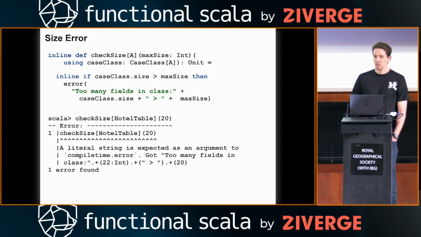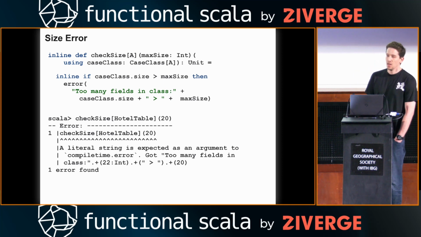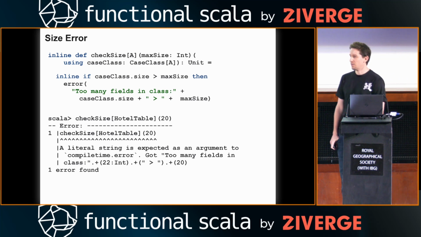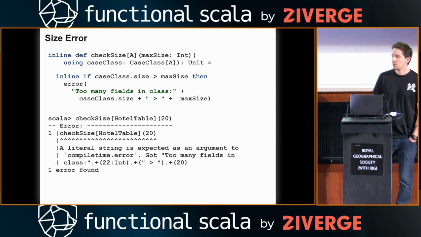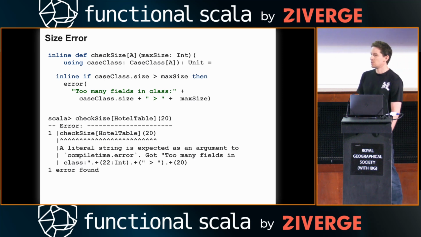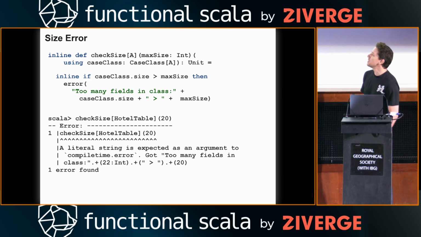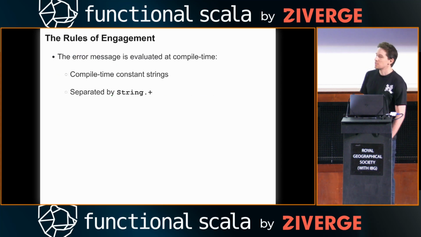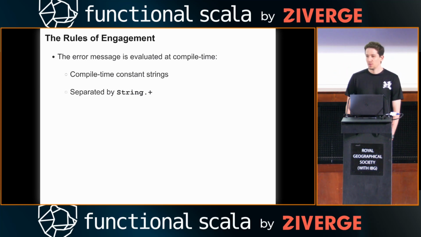And that actually makes sense, because the error function is being evaluated at compile time, and so, unlike macros that can have lots of flexibility in evaluation during compile time, the error function is actually quite limited to basically evaluating just compile time known strings. And so in this case, transforming an integer into a string at compile time is something that's not supported with the error function. So actually, let's see the rules of engagement, so to speak, in more detail.